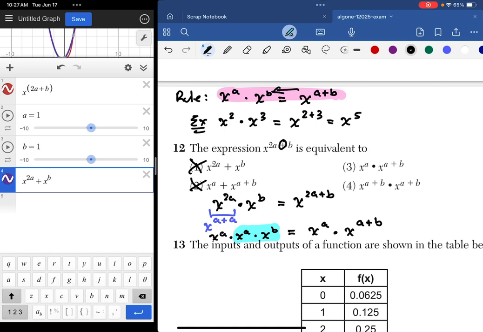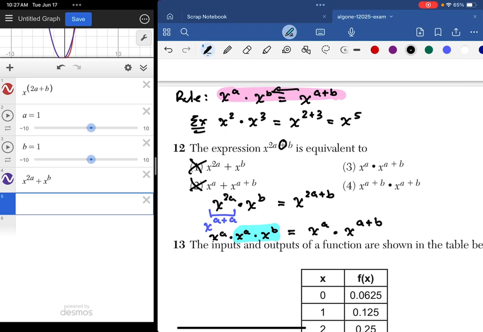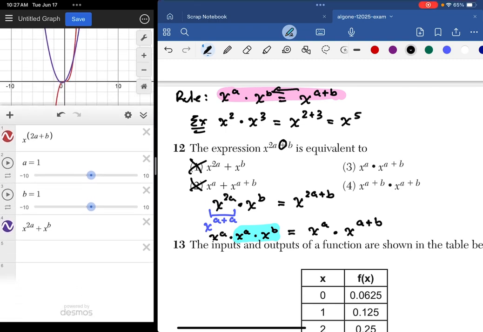All right. And it's kind of the same idea as before. If you want to look at the graph, you can, but you could also play around with the values of a and b and see if there's ever a point where they actually match up. Regardless of what my a and b values are, these two graphs never match up. So that's not going to be the right answer.